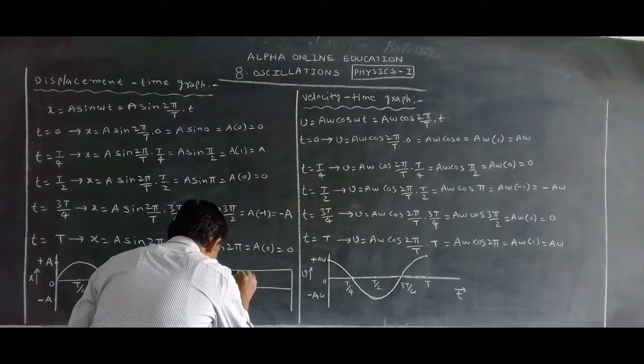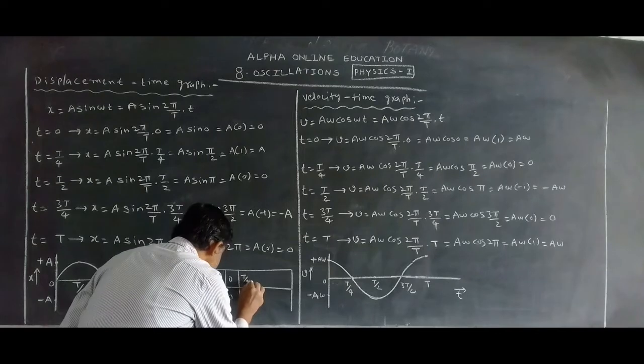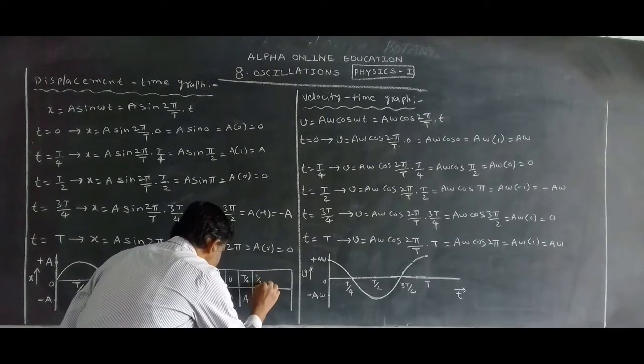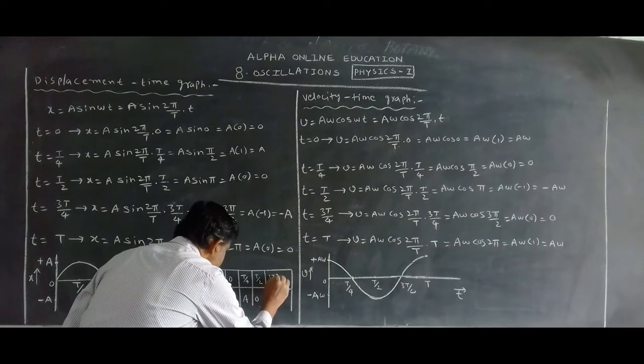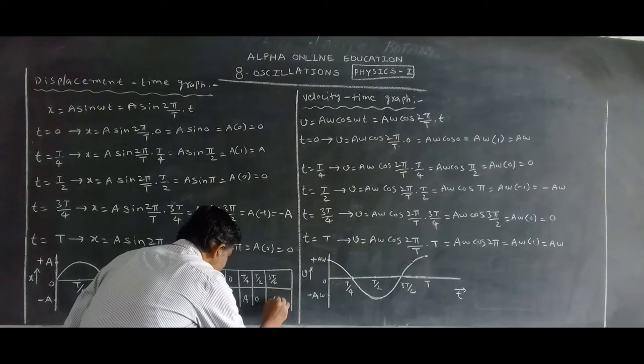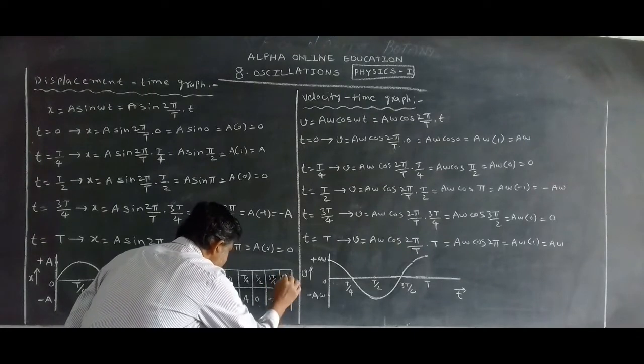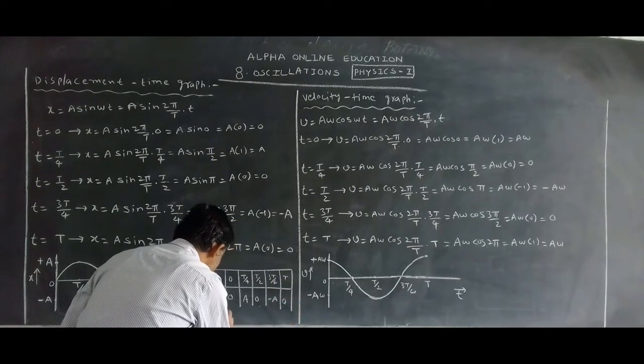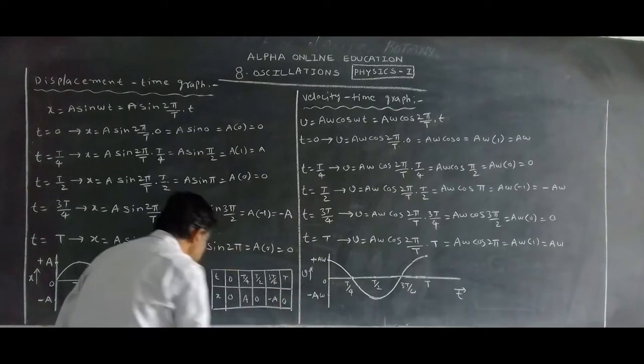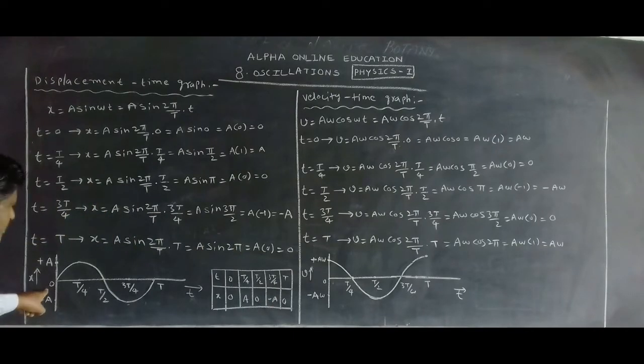So if we make a table like this, with t and x: 0, 0; t is equal to T by 4, x becomes A; t is equal to T by 2, x becomes 0; 3T by 4, minus A; next t is equal to T, 0. See the graph: 0, T by 4 is A, T by 2 is 0, 3T by 4 is minus A, t is equal to T is 0.